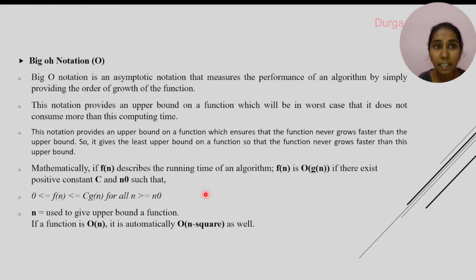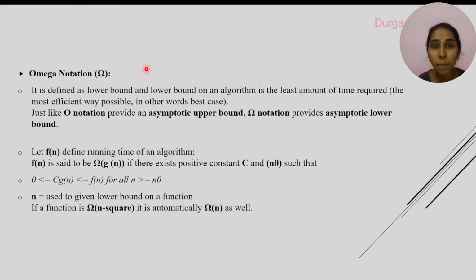It is represented with O. Okay, so the next one is big omega notation. It is the reverse of big O notation. It shows the best case. It will take less time than the function. It is defined as a lower bound, and the lower bound on an algorithm is the least amount of time required. So it will take the least amount of time for the algorithm.